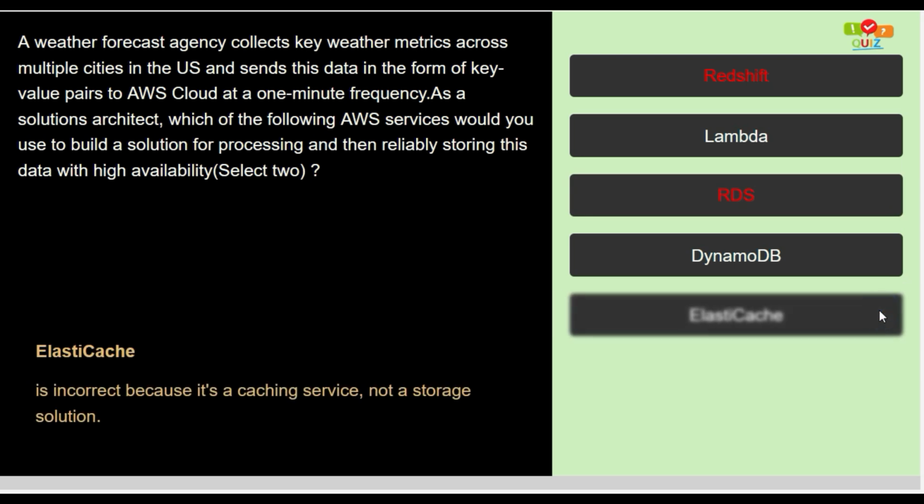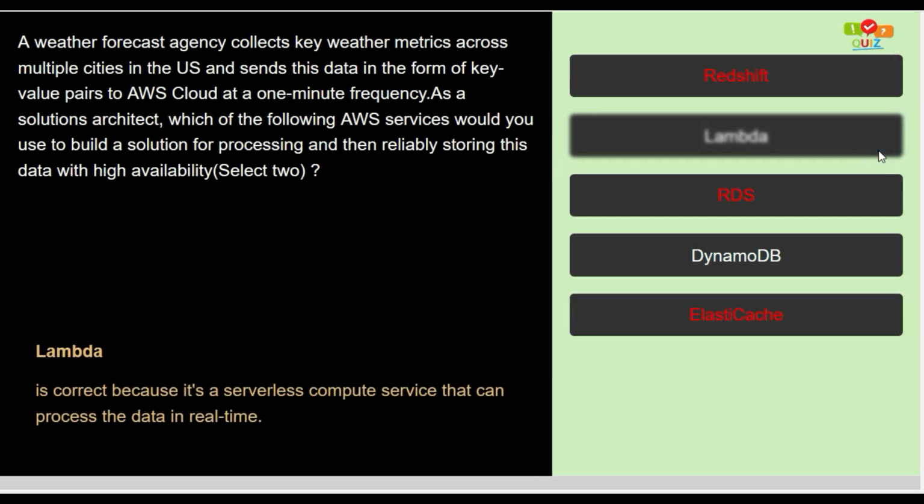Option 5, Elasticache, is also incorrect because it's a caching service, not a storage solution. Okay, so option 5, Elasticache, is also the wrong answer. Okay, option 2, Lambda, is correct because it's a serverless compute service that can process the data in real time. Okay, so Lambda is the correct answer.